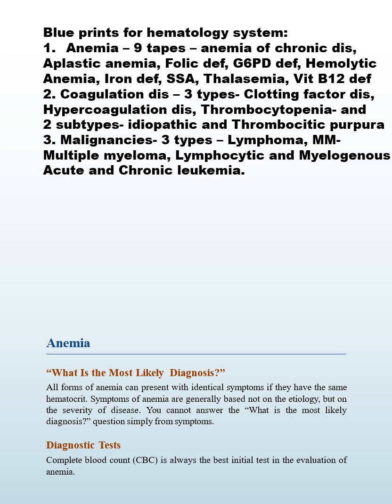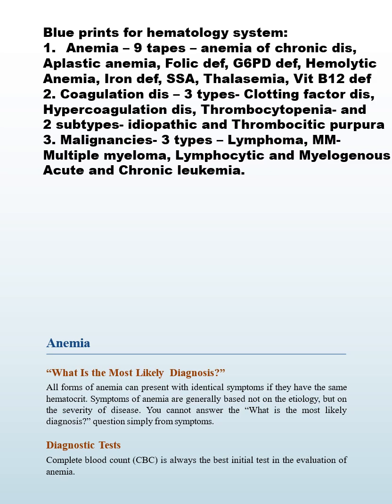The last group of clinical scenarios is malignancies. There are 3 major types: lymphomas, number 1; number 2, multiple myeloma; and number 3 are leukemias. Leukemias are lymphocytic and myelogenous, and each one of them has 2 subtypes: acute and chronic.